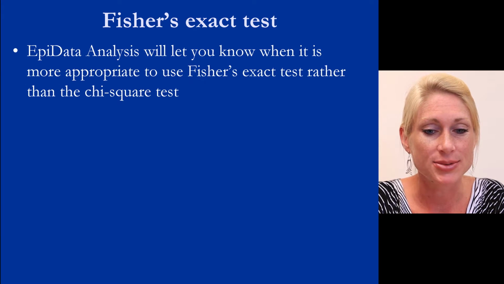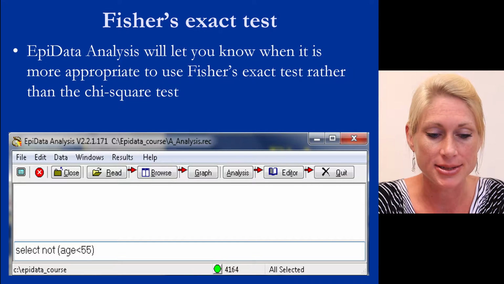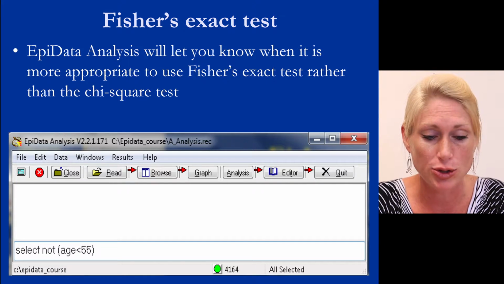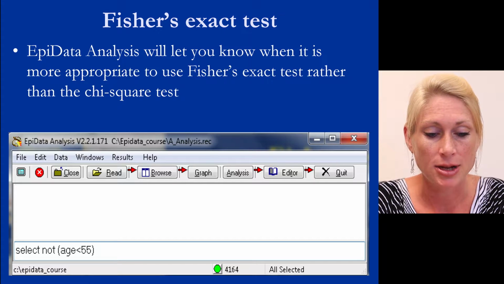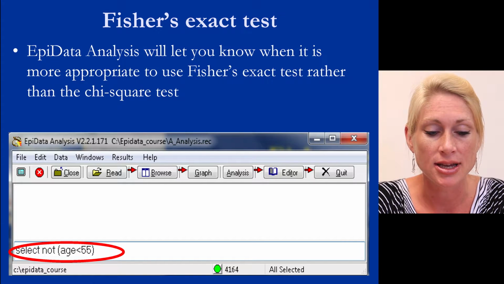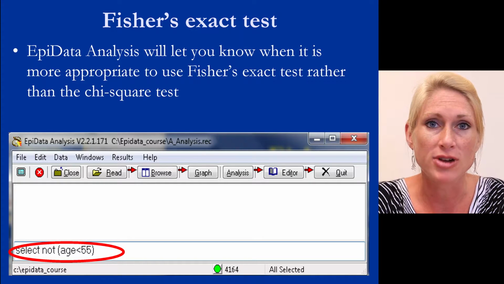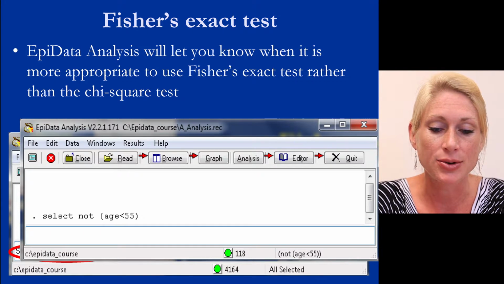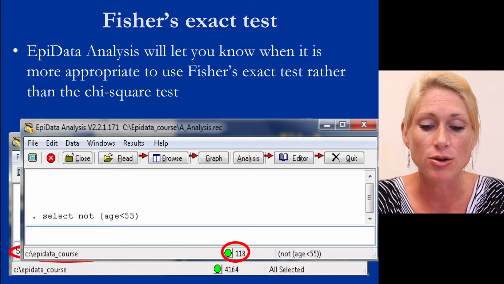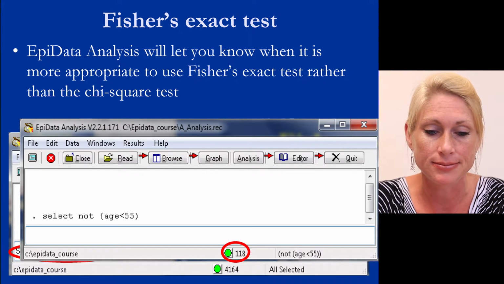Fortunately, EpiData Analysis will let you know when it's more appropriate to use the Fisher's exact test rather than the chi-square test. So to demonstrate this, I am going to temporarily exclude a large subset of data. I'm going to use the select not command, and I'm going to use this to temporarily exclude all those records where age is less than 55. And you'll see now the number of records I'm working with has gone from 4,164 to 118.